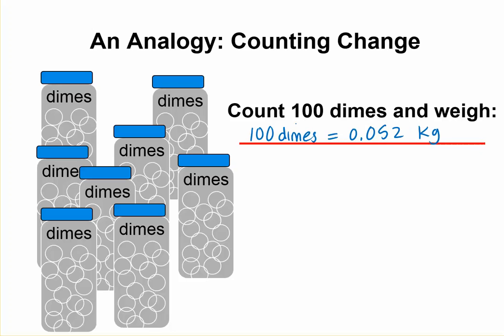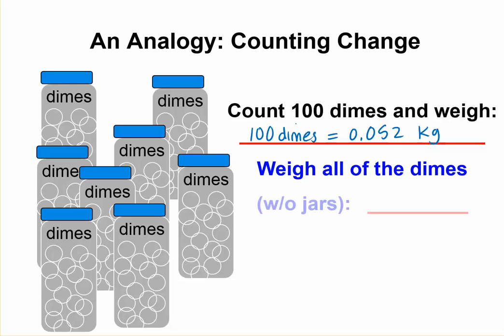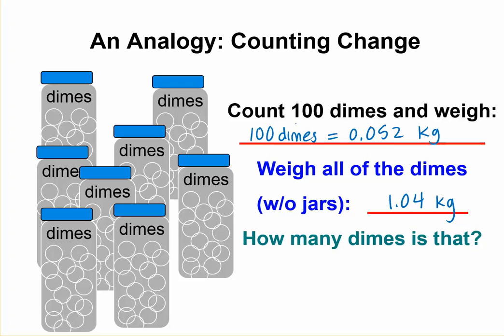Once they knew the mass of 100 dimes, what do they do to count the rest of the dimes? All I have to do is weigh them now. So let's say they weighed them, and without jars, they'd have to subtract out the jar mass. Okay, so say they got 1.04 kilograms of dimes. Well, then math-wise, what do we do? How many dimes is that? And maybe you can just look at that and know whether you're multiplying or dividing, but I'm going to set it up as a conversion factor.